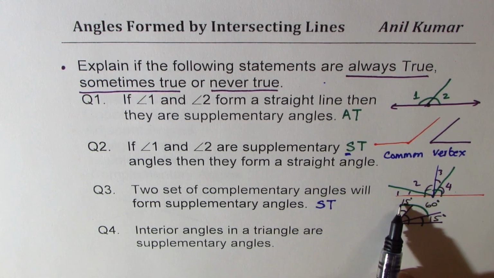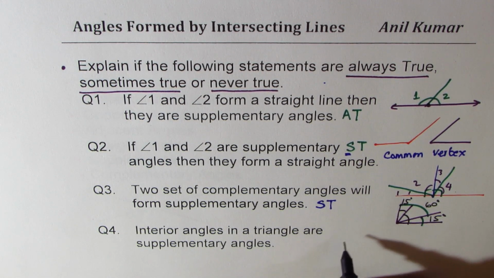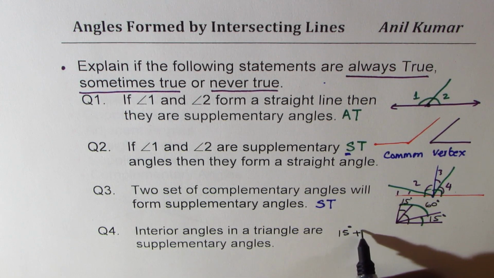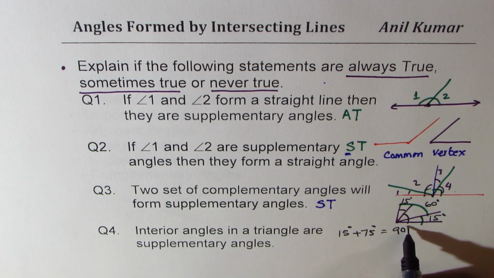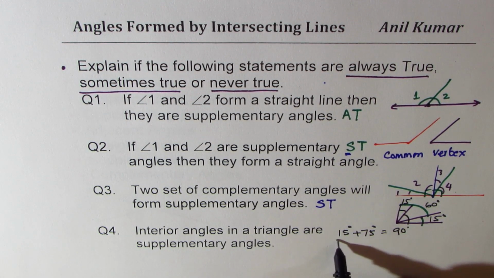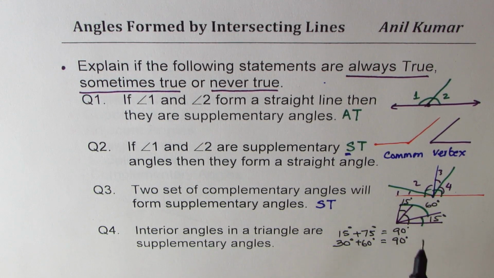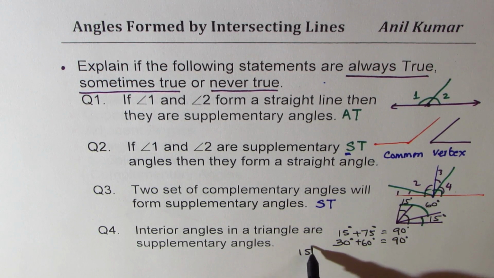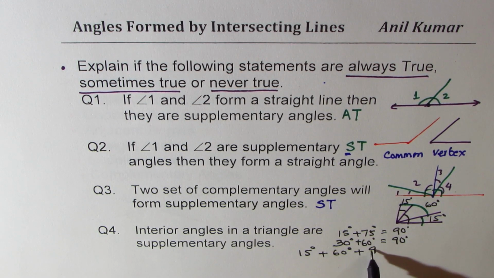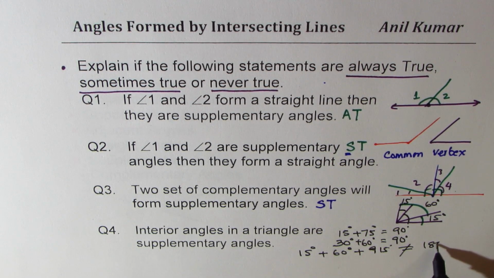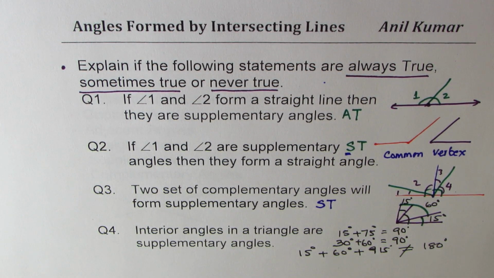In that case, I may have 15 degrees plus 75 degrees equals 90 degrees, correct? I may have 30 degrees plus 60 degrees equals 90 degrees. But when I add all of them, I do not get 180 degrees, correct? When I add 15 degrees plus 60 degrees plus 15 degrees, that is not equal to 180 degrees. You're getting the idea.